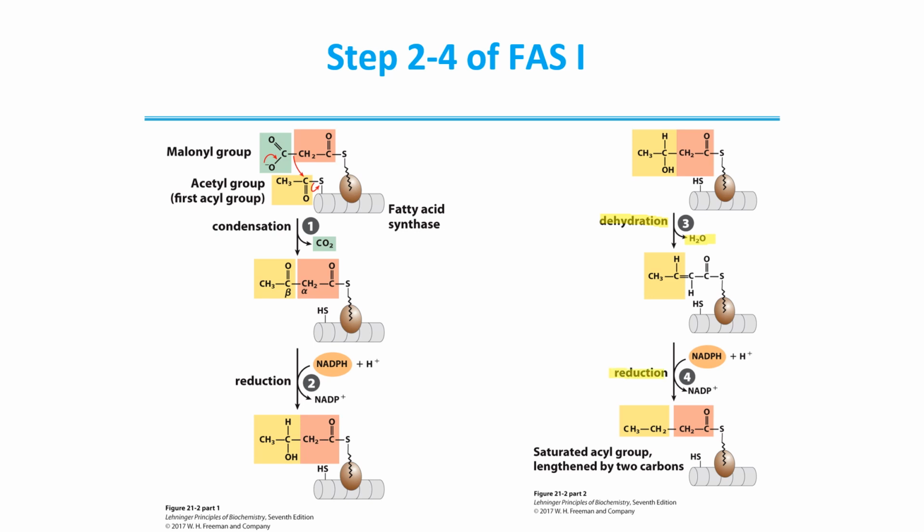And last one is again reduction, similar to the reaction number 2. NADPH will provide the electrons which will be incorporated in this 4 carbon molecule, and basically we have lengthened it by 2 carbons. So we started off with the 2 carbons, and at the end we have got the 4 carbon molecule attached with this ACP protein. And this whole process, all the 4 reactions, are done by fatty acid synthase or FAS1 enzyme.